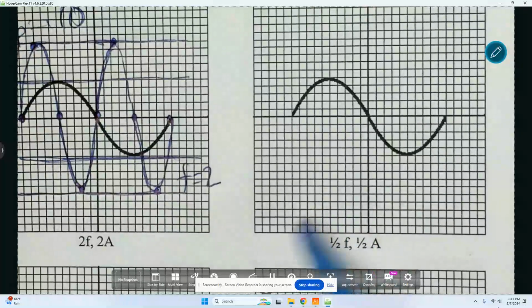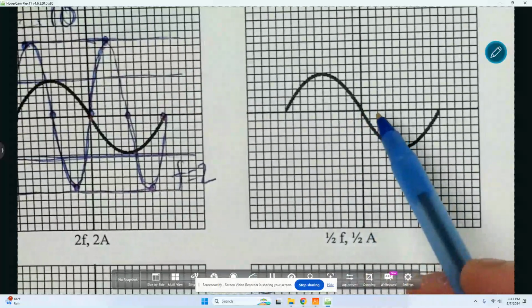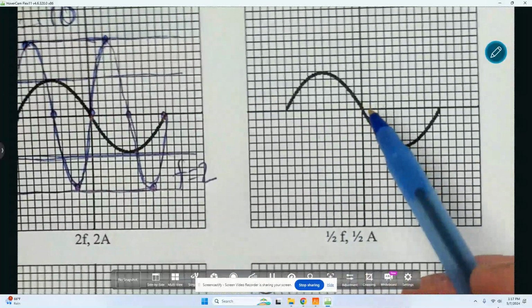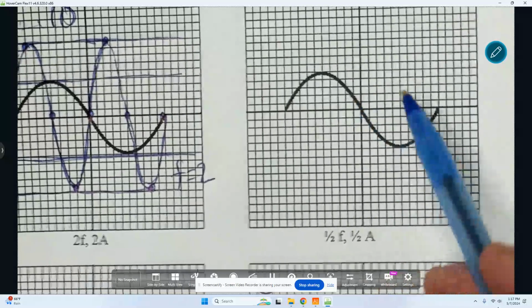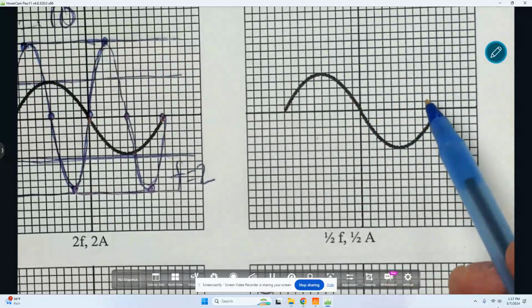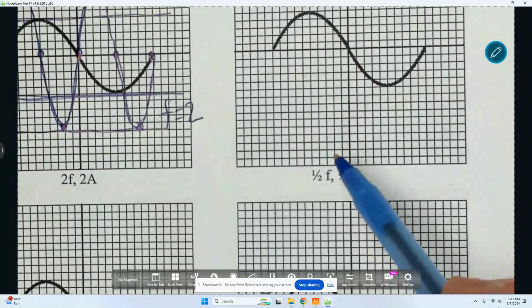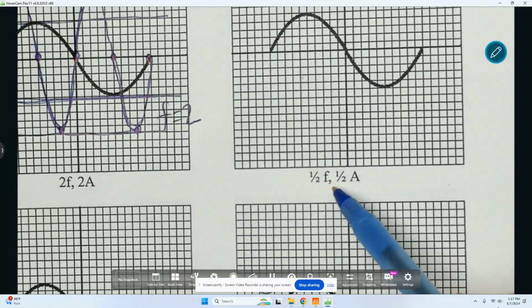Now, I stopped 4th hour. I was like, all right, you guys go ahead and try this one. And hardly anyone was able to get it right off the bat. So I would like to show you this one as well, and then I'll have you try to do the other ones. This one's going to be half as frequent with half the amplitude.